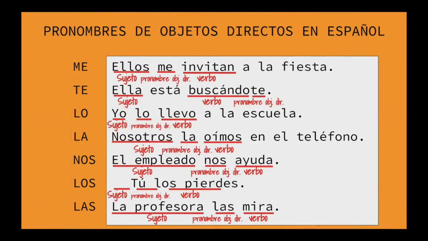En español, los pronombres de objetos directos son me, como ellos me invitan a la fiesta. Te, como ella está buscándote. Lo, como yo lo llevo a la escuela. La, como nosotras la oímos en el teléfono. Nos, como el empleado nos ayuda. Los, como tú los pierdes. Y las, como la profesora las mira.